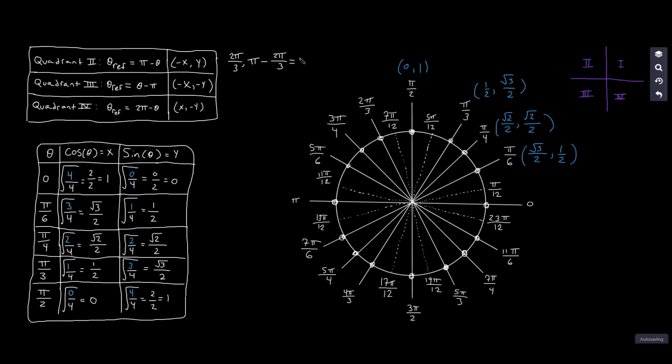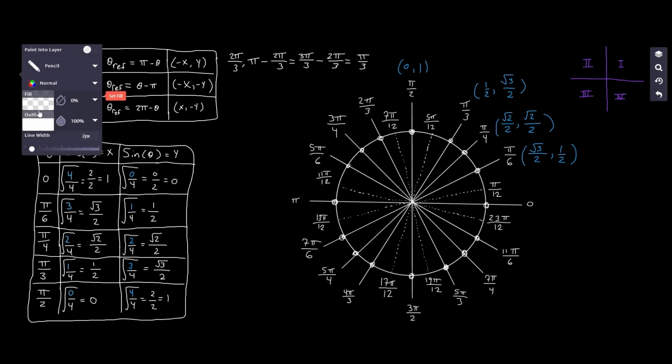Now, pi is the same thing as 3 pi over 3 because it's just 1 pi. And we'll subtract our angle, 2 pi over 3, and that's going to leave us with pi over 3. Pi over 3 is right over here in the first quadrant. That's our reference angle.